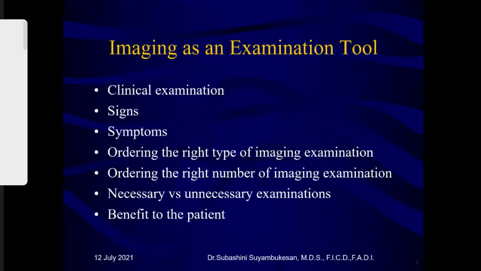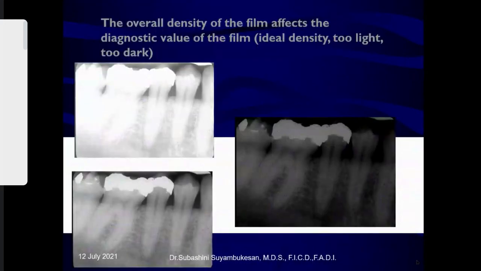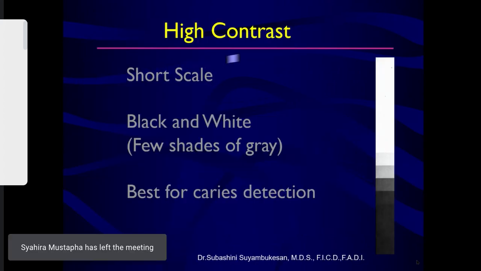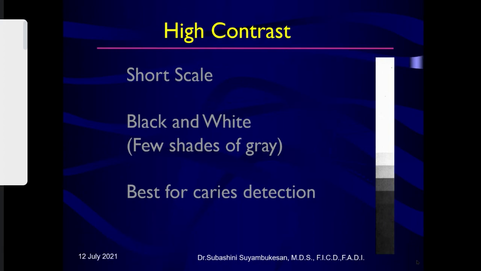You all know all these things: bisecting, paralleling. What is image characteristic? Light film, dark film, ideal contrast, contrast density. What is high contrast? What is low contrast? High contrast has a short scale. That means the number of grays in a high contrast film is very less. Understand? High contrast means you are able to differentiate two structures easily. Clear? So high contrast radiographs are useful for caries detection, which has a short scale of gray.